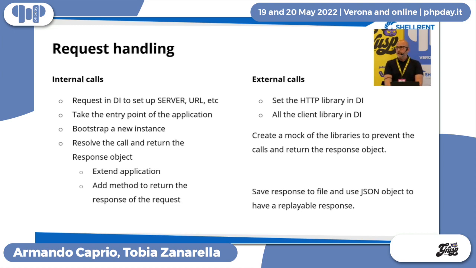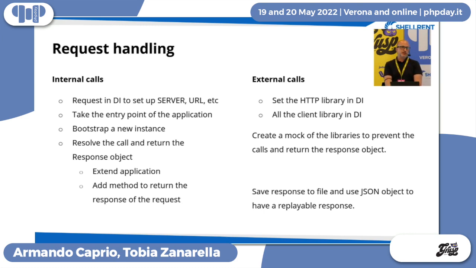Then we have to test API calls, which is something very hard to do. And we need to do it at every point of the application. And the only way is to leverage the dependency injection and substitute the client object when needed.